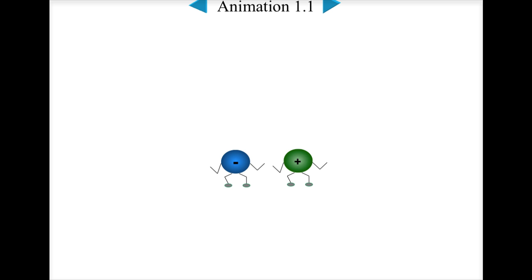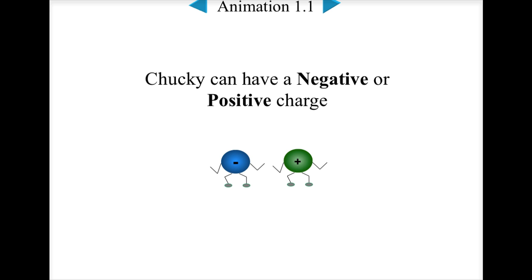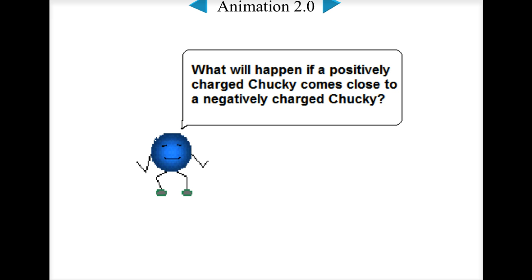Did you know that there are two types of charges, positive and negative? So that means that Chucky could have a negative or a positive charge. Let's see how they react with one another. Do they like each other, or are they going to run away from each other? What do you think would happen if a positively charged Chucky comes close to a negatively charged Chucky?